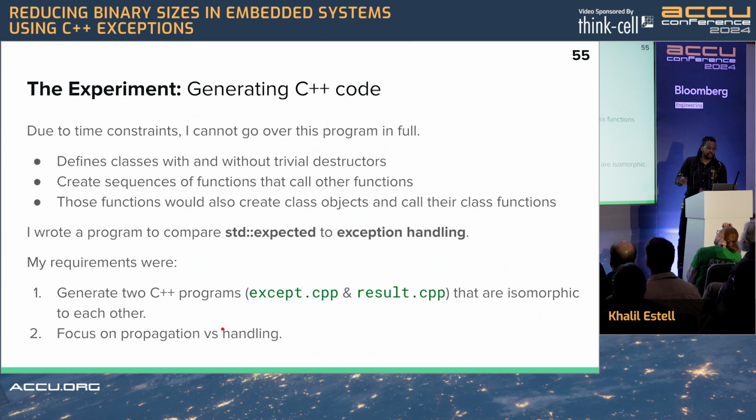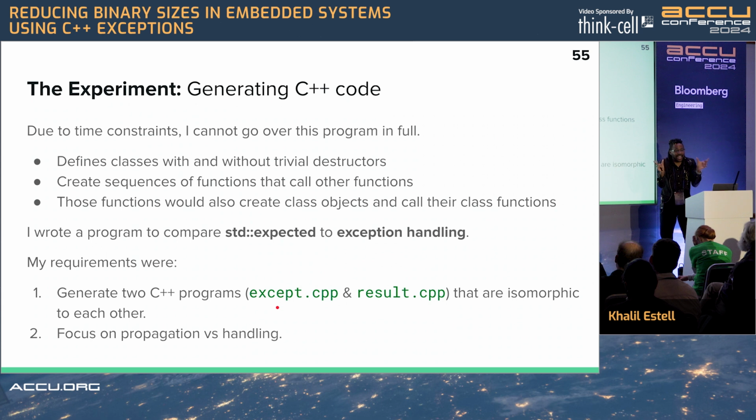So here's my experiment. Generate a whole bunch of C++ code, and basically have such code that defines classes, trivial, non-trivial, creates a sequence of function calls that call each other and call each other in a certain way. And then also with these functions, we'd create the objects, and then we call functions on those objects. I can't go into too much detail here, but I can at least tell you that the goal was to use std::expected and exception handling, to have two separate files that are effectively exactly the same. The only difference is the error handling mechanism.